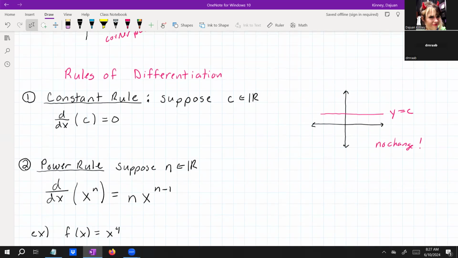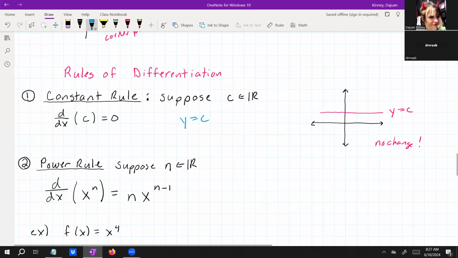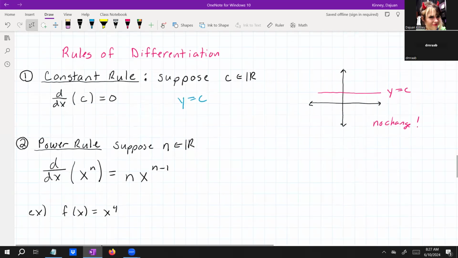So our first one, let's switch colors. Some blue today. Our constant rule. If our function is a constant, so y equals some value c, we look at the slope of that line, that slope is 0. So the derivative is always 0. There's no change. You don't go up, you don't go down, you're just flat. So that's our constant. Constants kind of drop off for us. It's nice. We're just going to leave that one. Power rule.